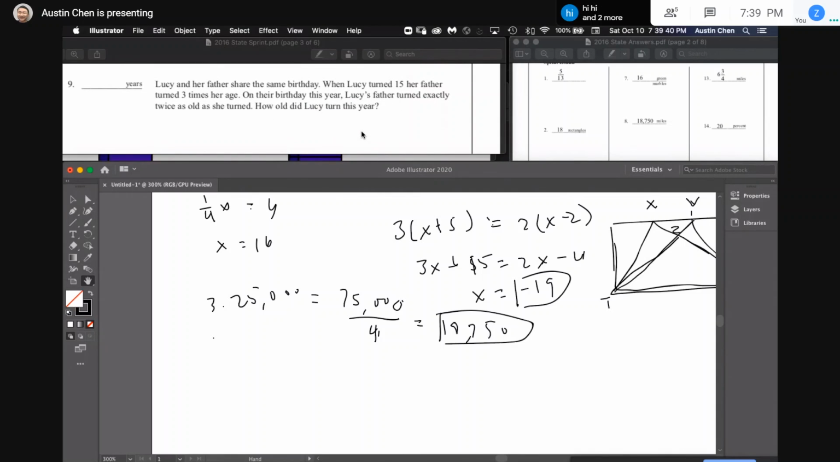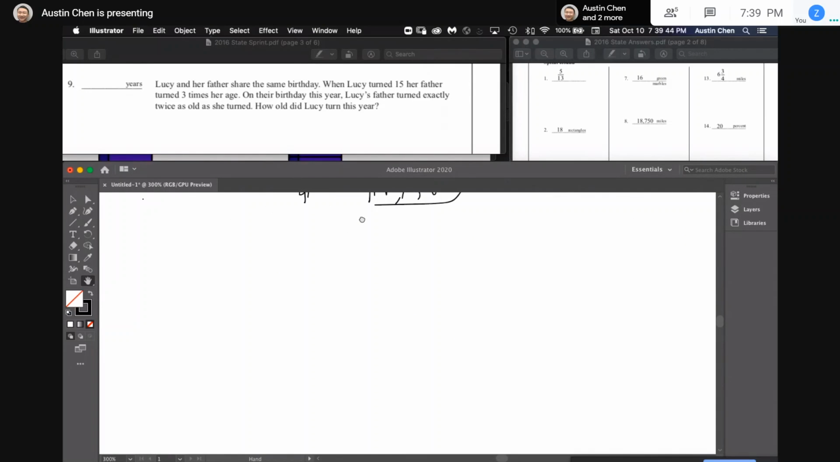Okay, let's move on. Number 9: Lucy and her father share the same birthday. When Lucy turned 15, her father turned three times her age. On their birthday this year, Lucy's father turned exactly twice as old as she turned. How old did Lucy turn this year? Okay, so when Lucy turned 15, her father turned three times her age. Well, her age is 15, so that means her father turned 45 when Lucy turned 15.